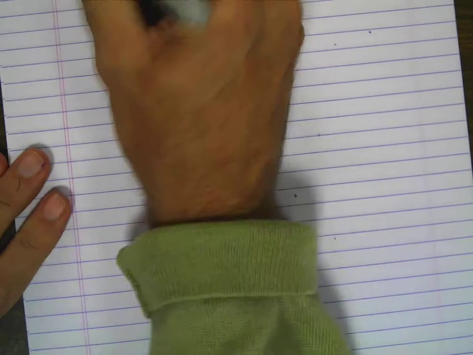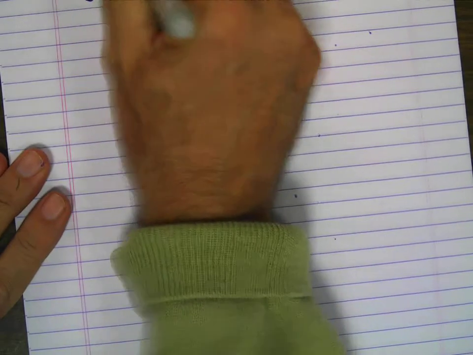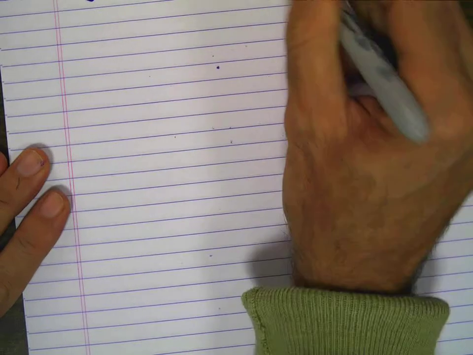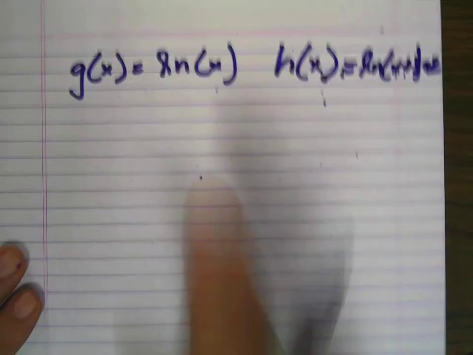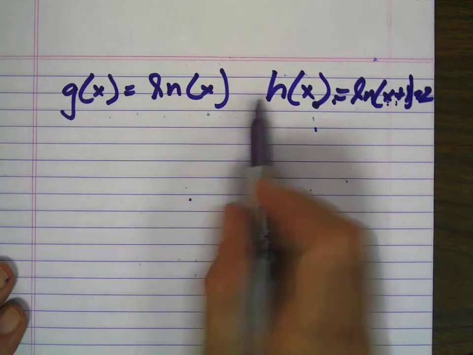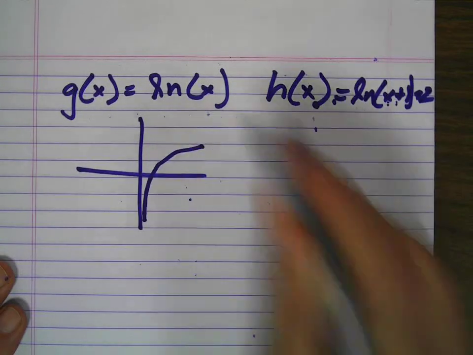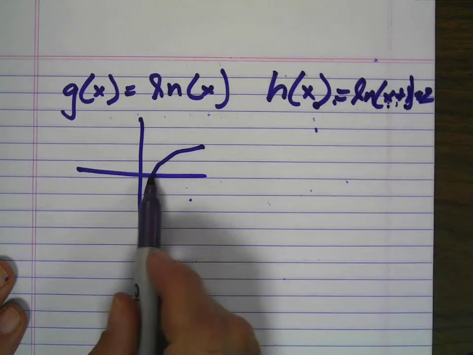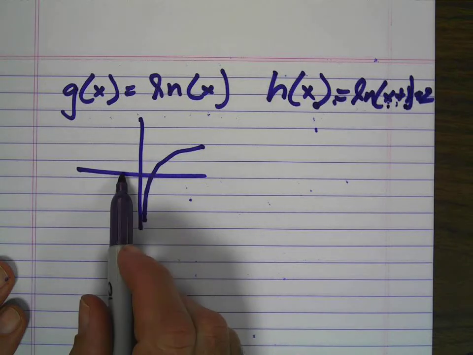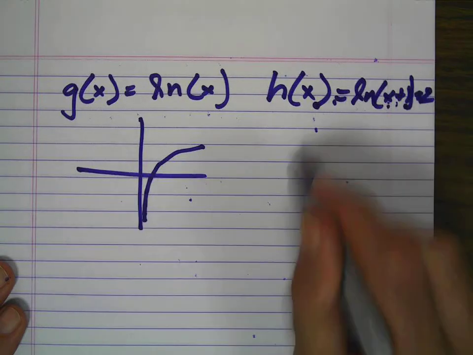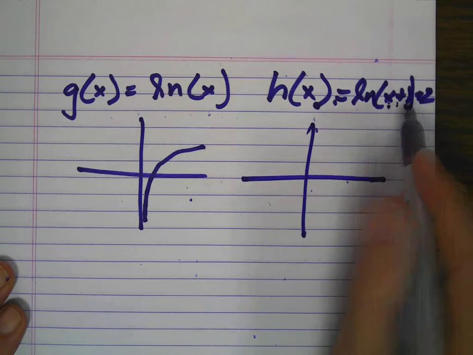Number 16, g of x equals ln of x. I want to move that to get this new equation, ln of x plus 1 plus 2. In order to move this graph, it looks like this. The x plus 1 is going to shift this to the left 1 unit, and the plus 2 is going to shift it up 2 units.